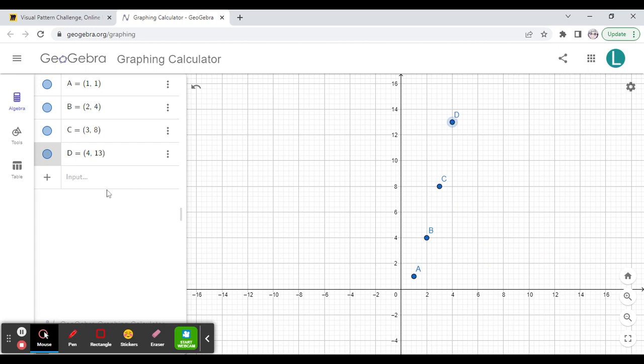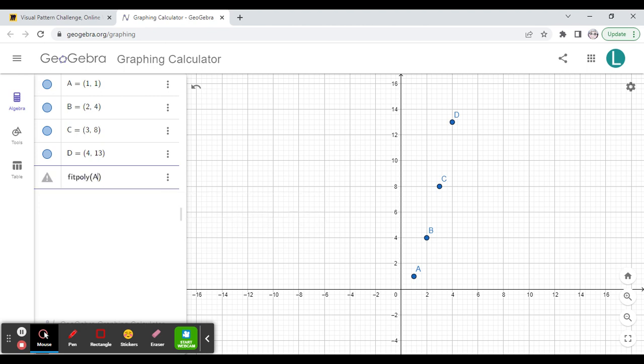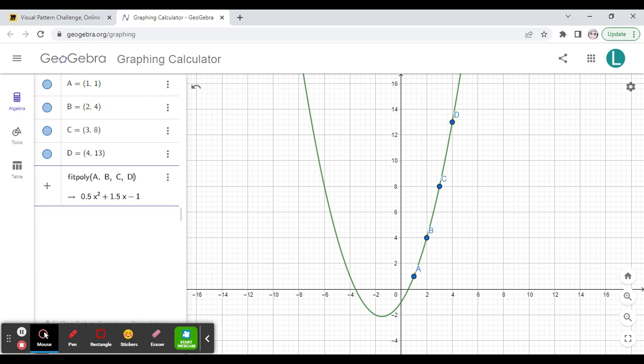GeoGebra, and the reason I chose GeoGebra for this is that it has some really great tools. And one of them is that it will fit a polynomial to a set of data. So I think this is fit poly. Yeah, fit poly. And once you get the first few letters typed in, you can look it up. So it needs a list of points and a degree. Okay, so fit poly, and then A, B, C, D, and it looks like it's automatically going to degree two, but we'll put that in there as well.